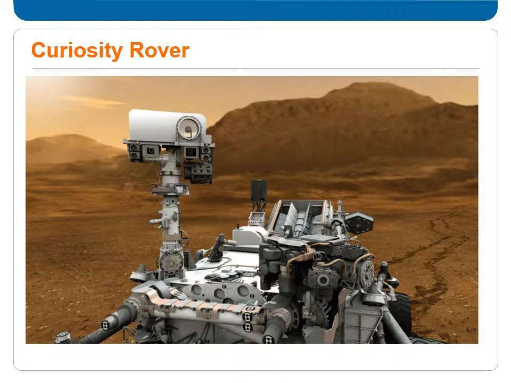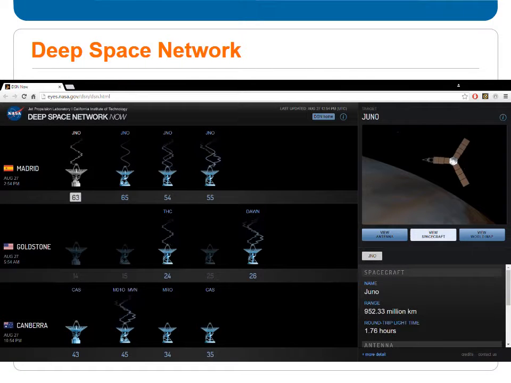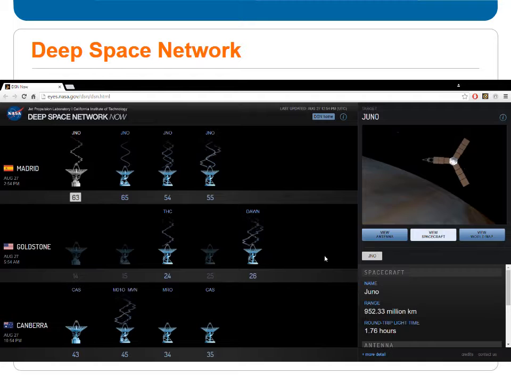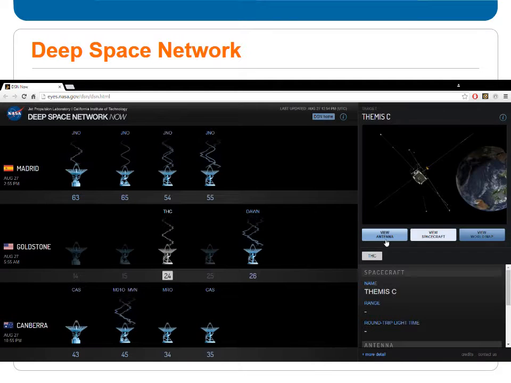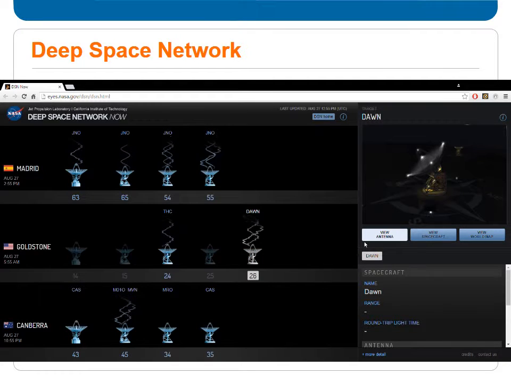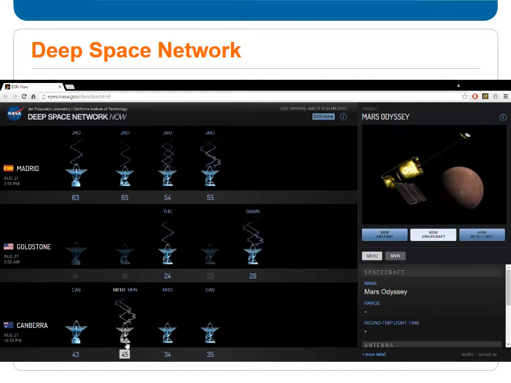We have Curiosity rover, where we can't send people yet, but we're hoping to in the future. We have rovers that run around and they're robotic geologists exploring foreign terrain. And to have communication between all of these different satellites and rovers and space stations, we have a deep space network, radio telescopes in Madrid, Spain, in Goldstone, USA, and in Canberra, Australia. And you can always go to this website, Deep Space Network Now, and see who's talking to NASA right now.